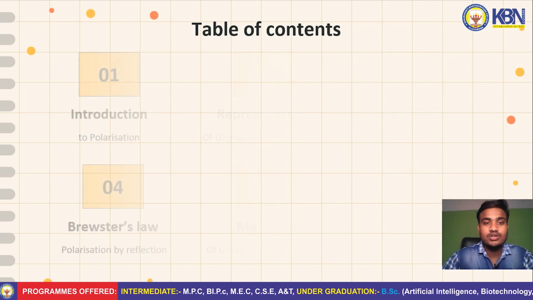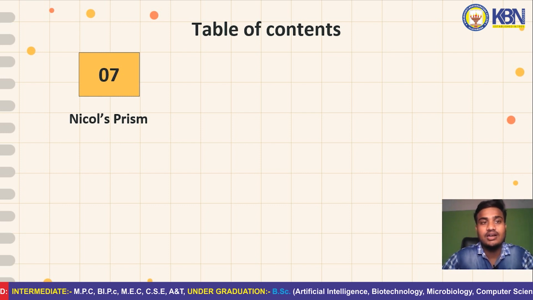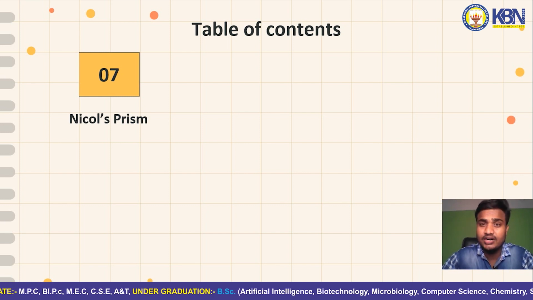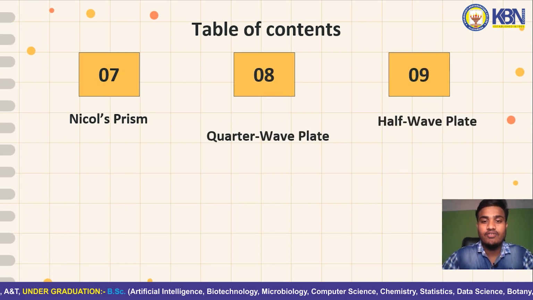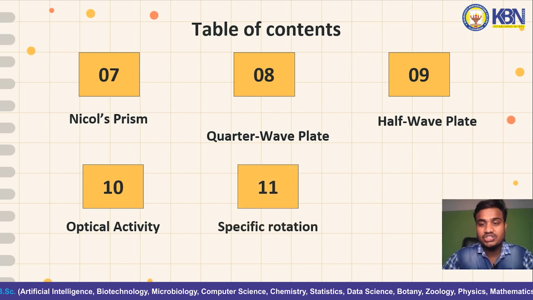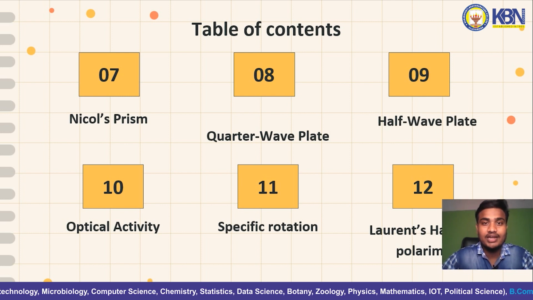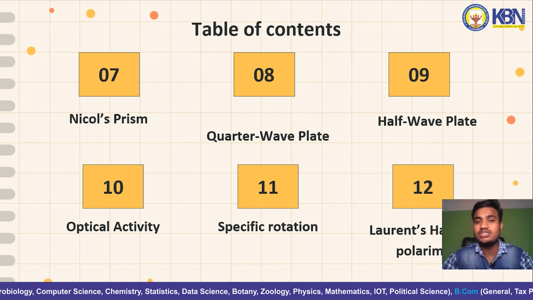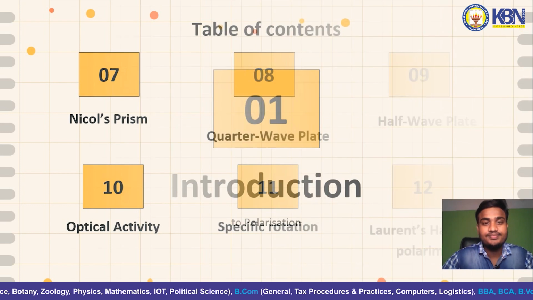Okay, then we are going to see about the Nicol's Prism, how it can be constructed and how it works. Okay, and then quarter wave plate, half wave plate, optical activity, what is specific rotation, and in the last we are going to see about the Laurent's half shade polarimeter. In that also we will be able to see the construction, how it can be constructed, and coming to the action, how it works. Okay, we will be seeing this in this session.